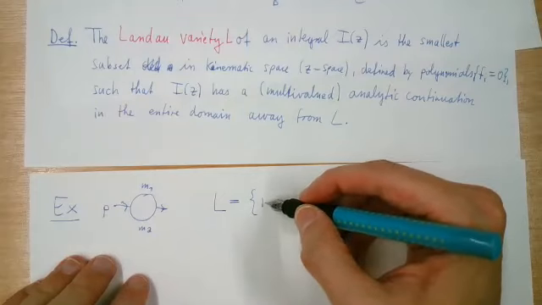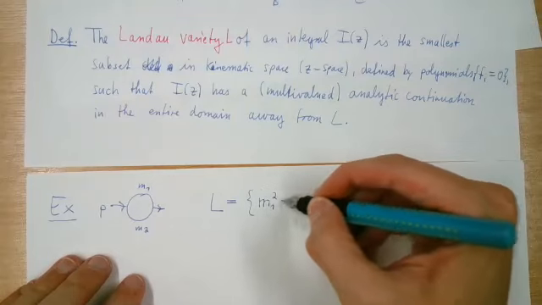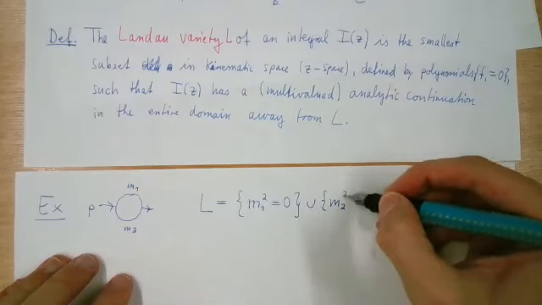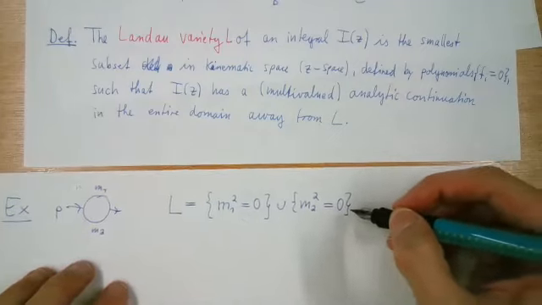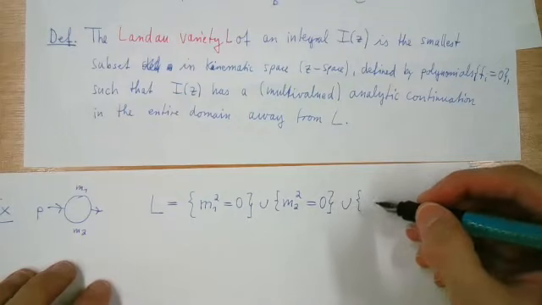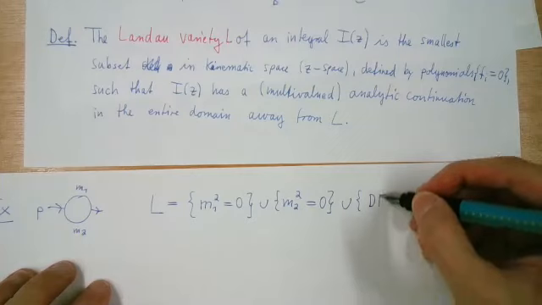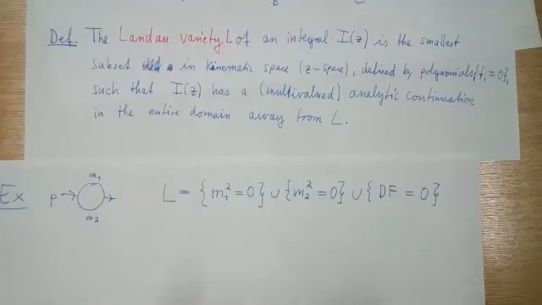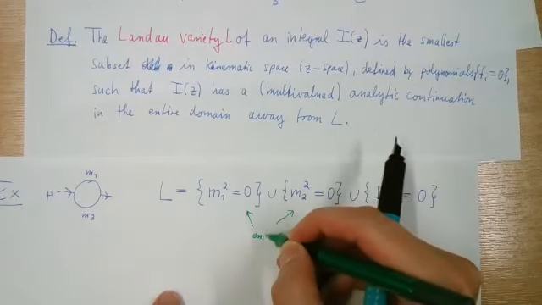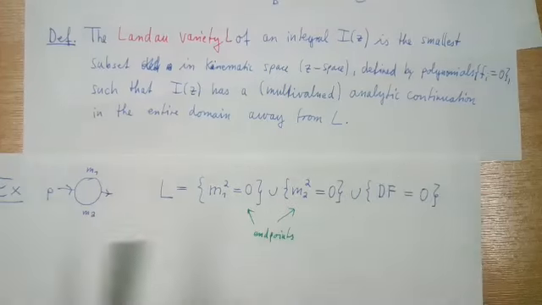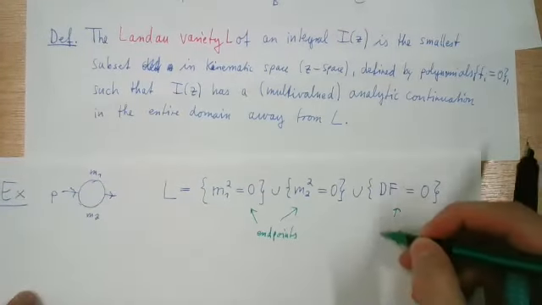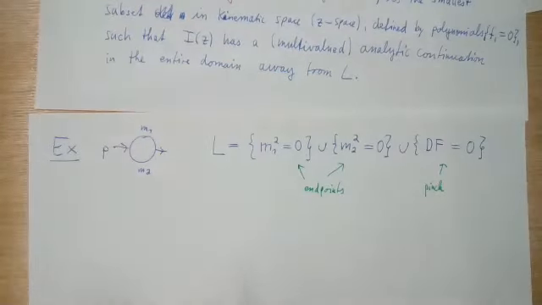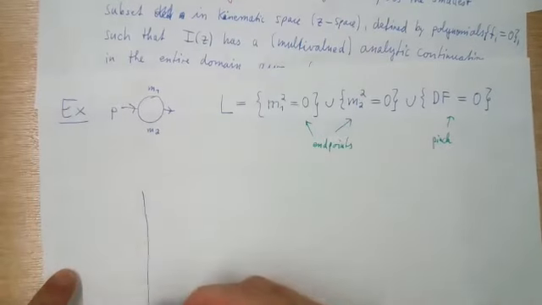a subset where you have singularities when m1 squared is 0, or when m2 squared is 0, right? These are the endpoint singularities. And you also have a singularity from this discriminant. So this was the endpoints, and this was the pinch. And now if you draw this in a picture, you get this thing that I showed earlier.